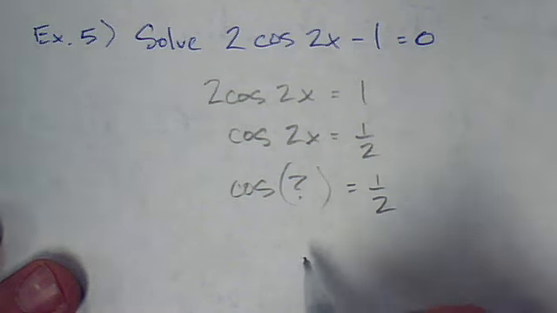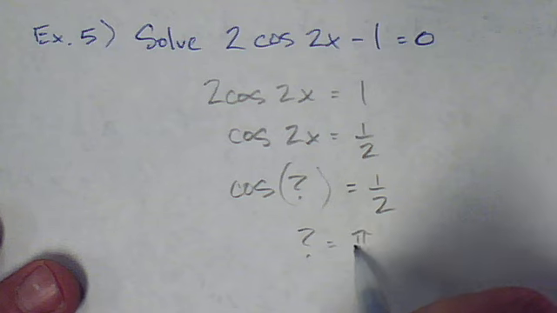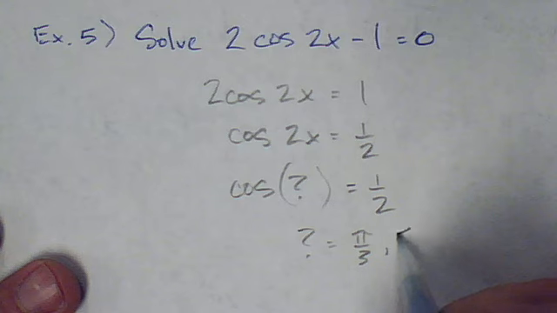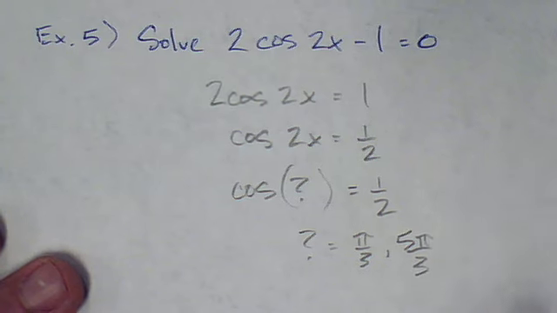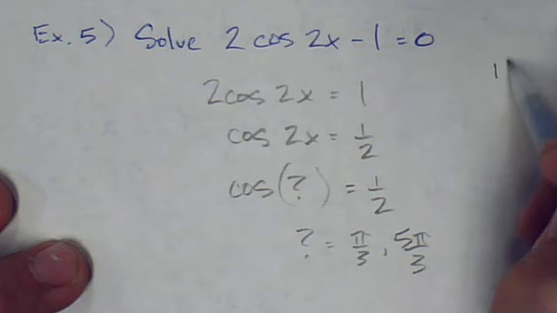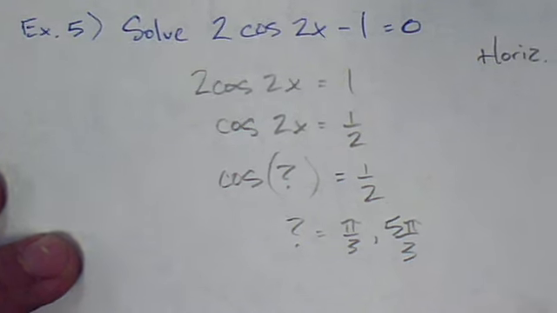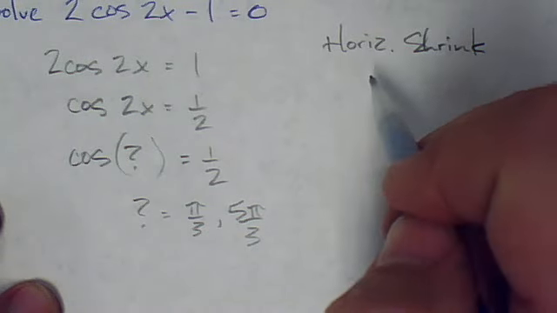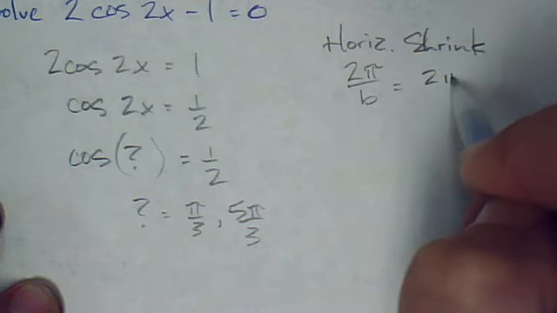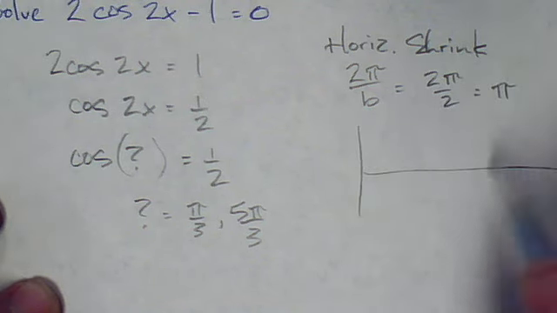Okay, so cosine equals 1/2 at pi over 3 and 5 pi over 3. Okay, but here's the deal. If this is 2x, that means that we have a horizontal shrink, which means that my period is now pi.